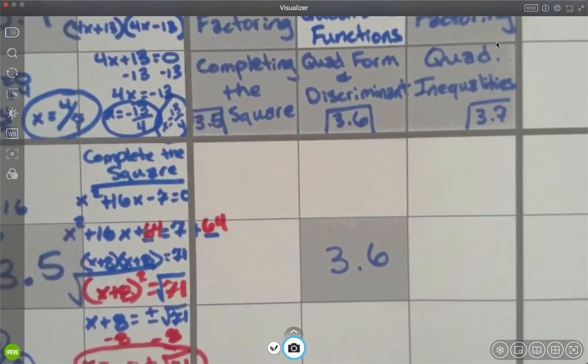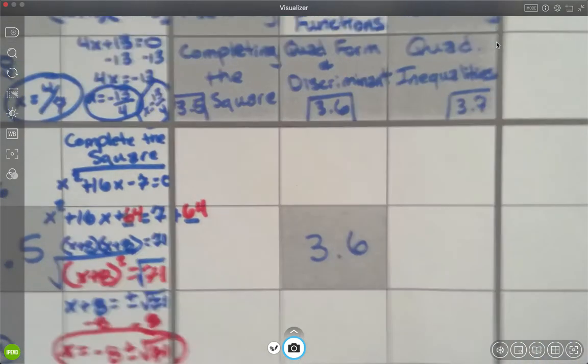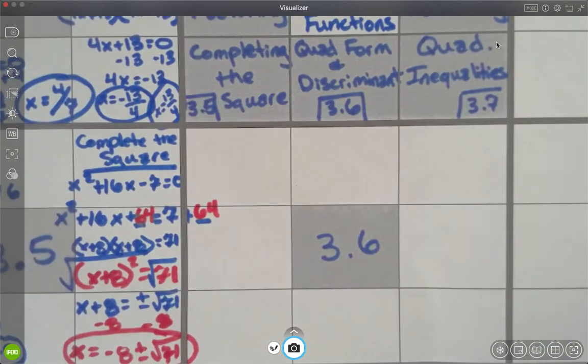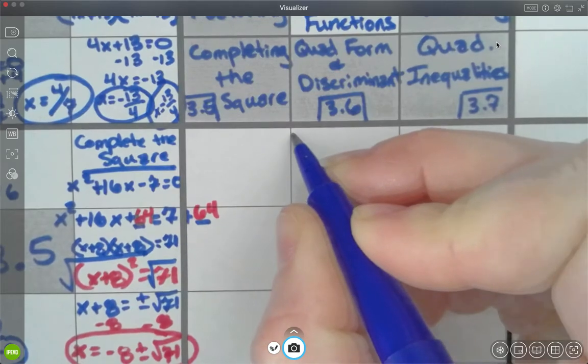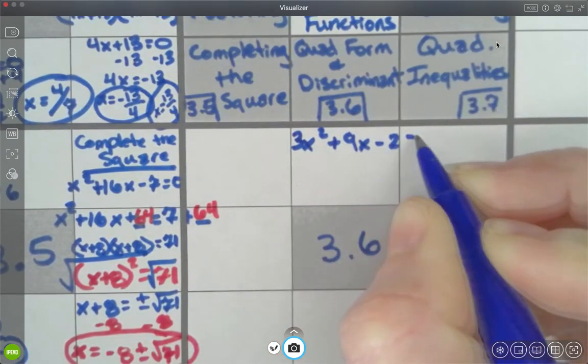This section, what's the title of section 3.6? It's quadratic formula and discriminant. Quadratic formula and discriminant. Okay, so for this one, let's do 34 because it's kind of ugly. 3x squared plus 9x minus 2 equals 0.